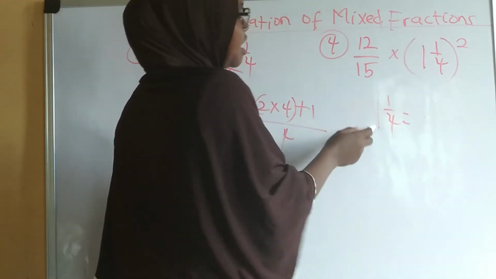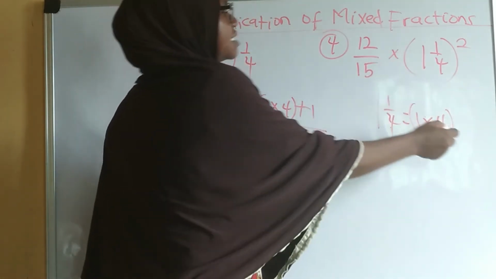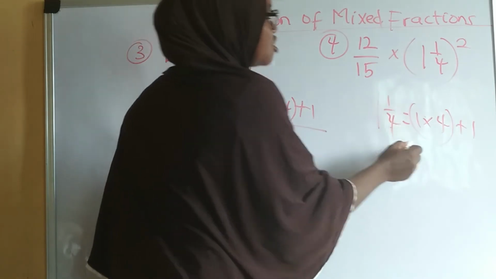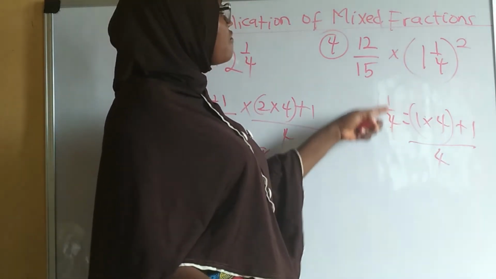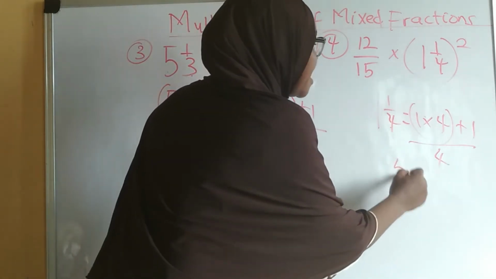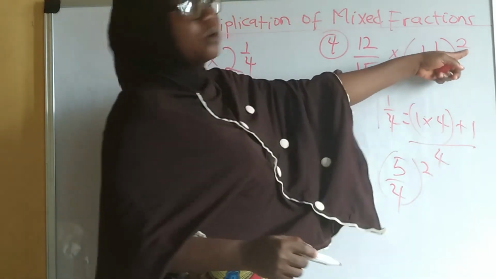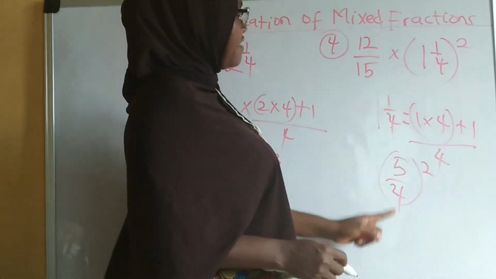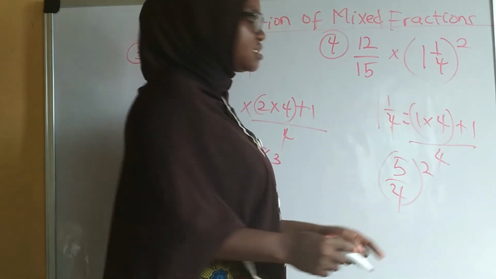And how do we do that? It will now be 1 times 4 plus this one that is up over this denominator, which is 4. Does that make sense? 1 times 4 is 4. 4 plus 1 is 5. So I have 5 over 4. Now everything is all squared based on what we have here. Do you understand? Now if everything is all squared, it means 5 times 5 over 4 times 4. That is what it means.